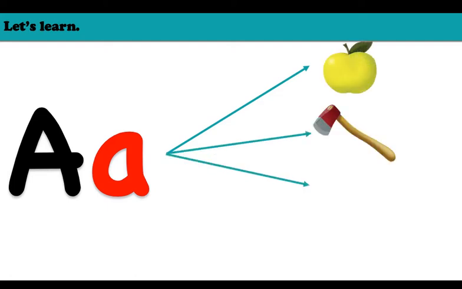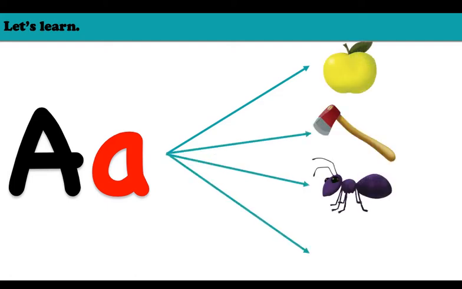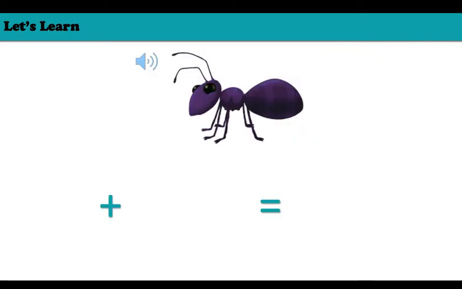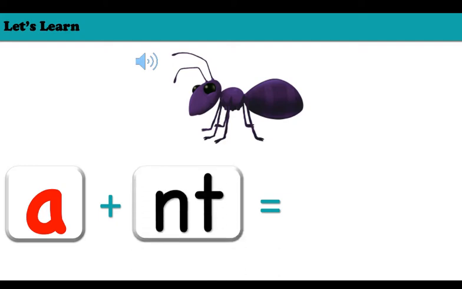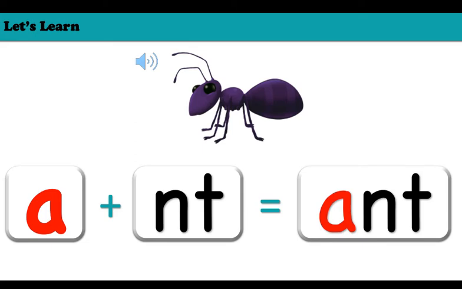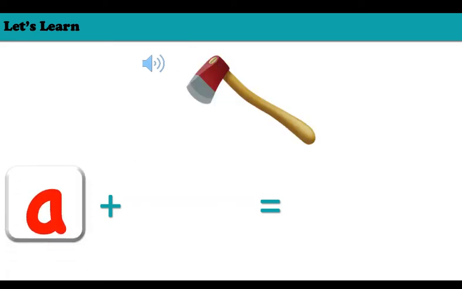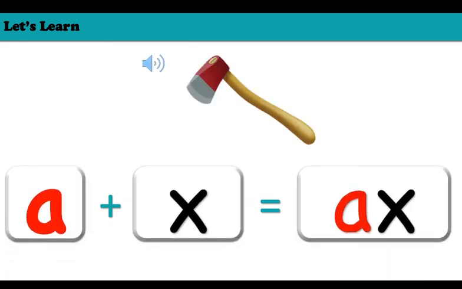Do you know this? Apple. Ax, ant, alligator, wonderful. Okay, so we have the letter, very good. Letter A says, and we have ant, ant, ant.